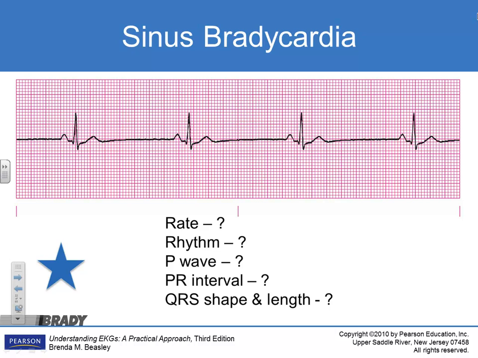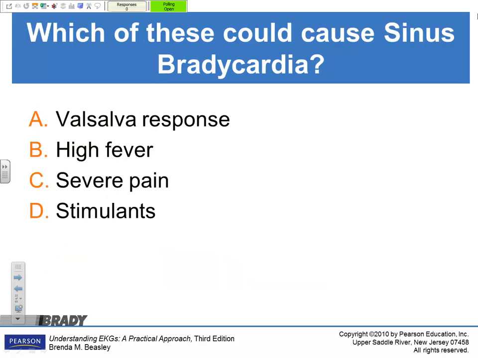The P wave is upright, present. The PR interval, that's pretty tight. I mean, that's a pretty close one. A QRS shape and length. What's the shape of it? Yeah, it's upright and tight. Tight is good here. Okay, which of these could cause sinus bradycardia?